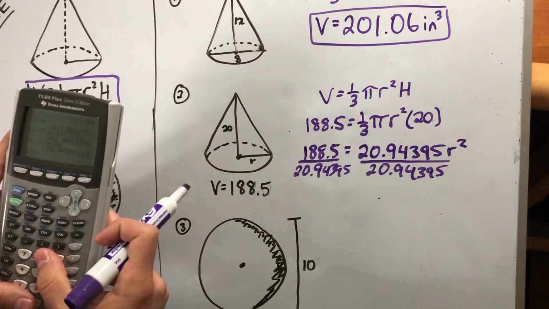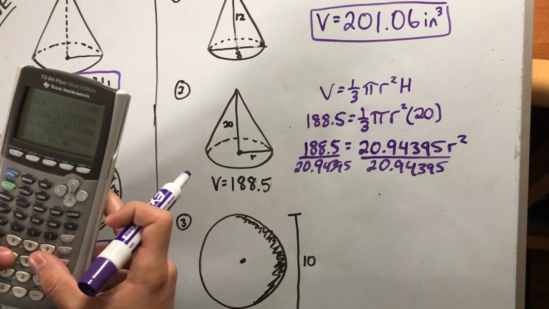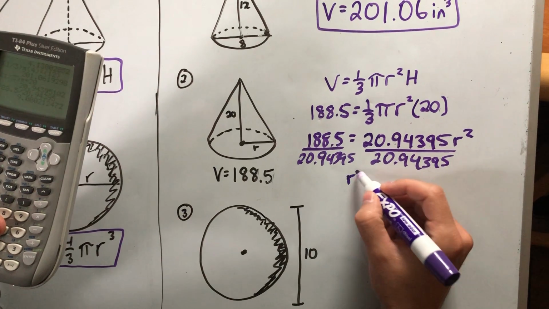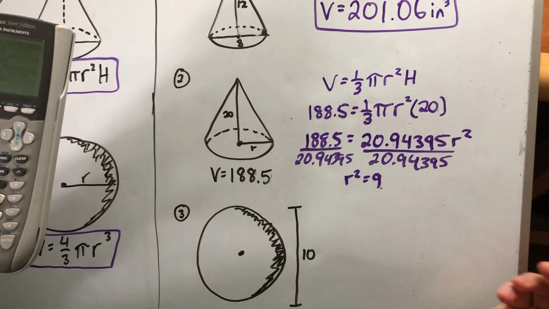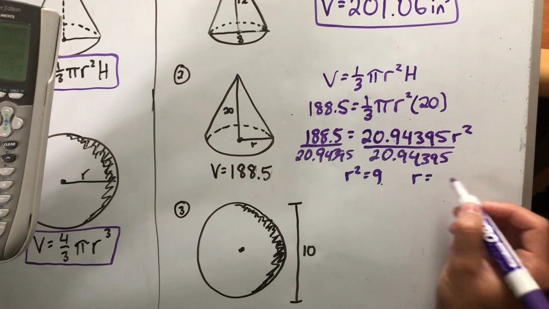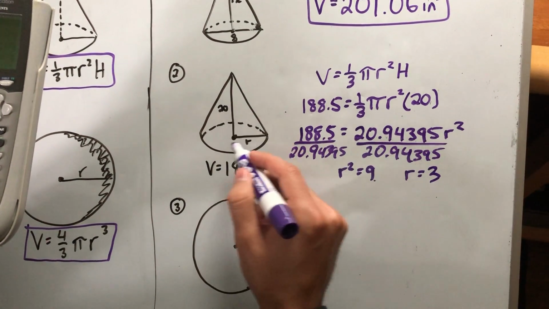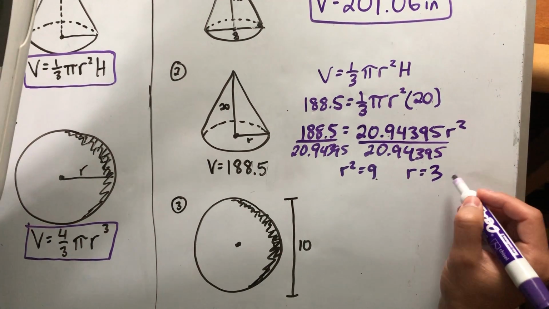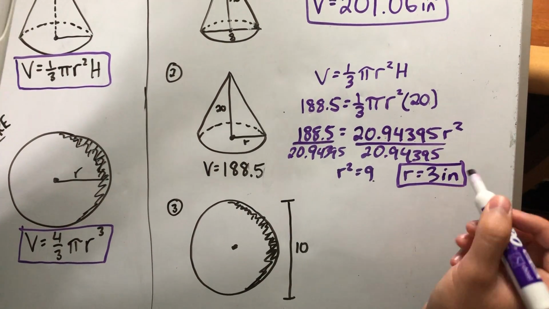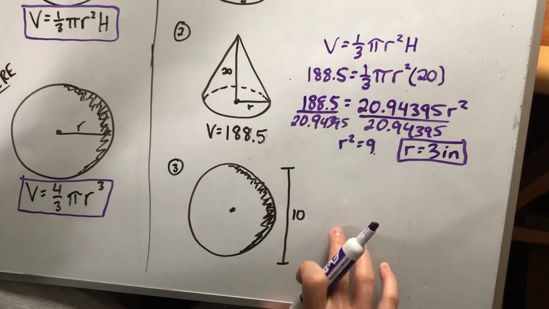All right, so 188.5 divided by 20.94395. R squared ends up being about 9, and you guys should know the last step. To get the r by itself, square root. Your radius ends up being 3, and since it's just 1 dimension, let's just make it inches. Okay, it's not inches cubed because that's not the volume. All right, so that's number 2, and now we're gonna do a sphere.